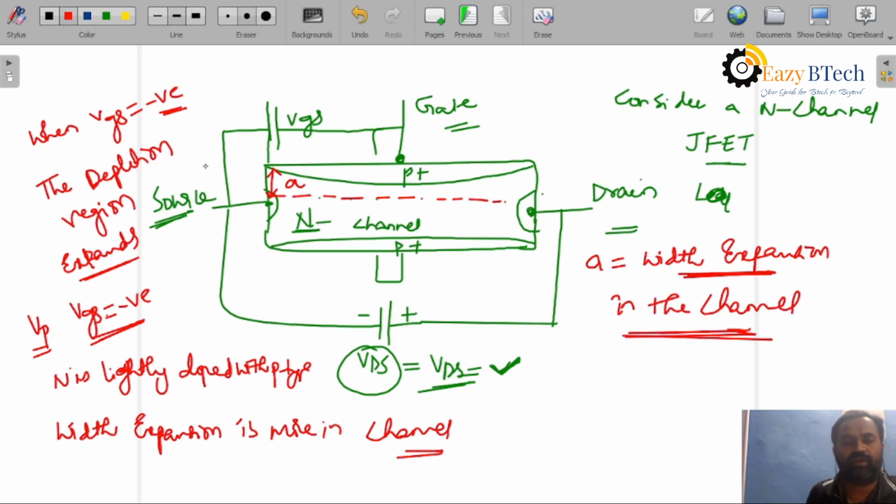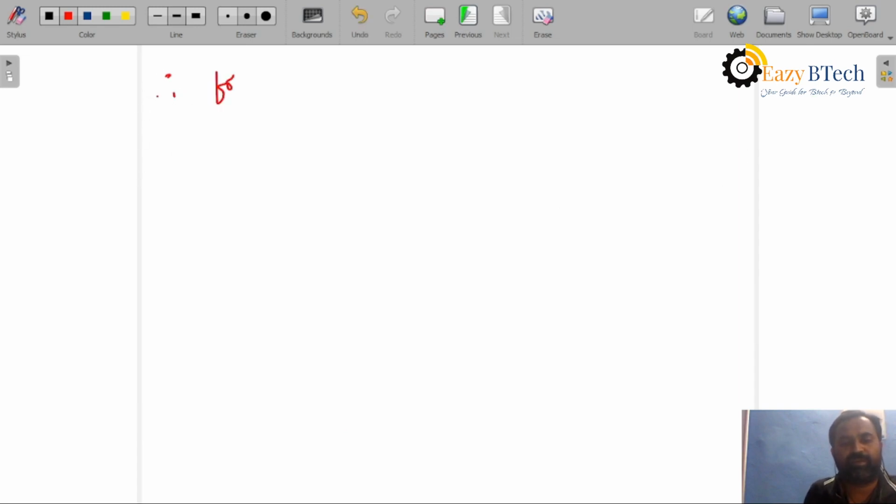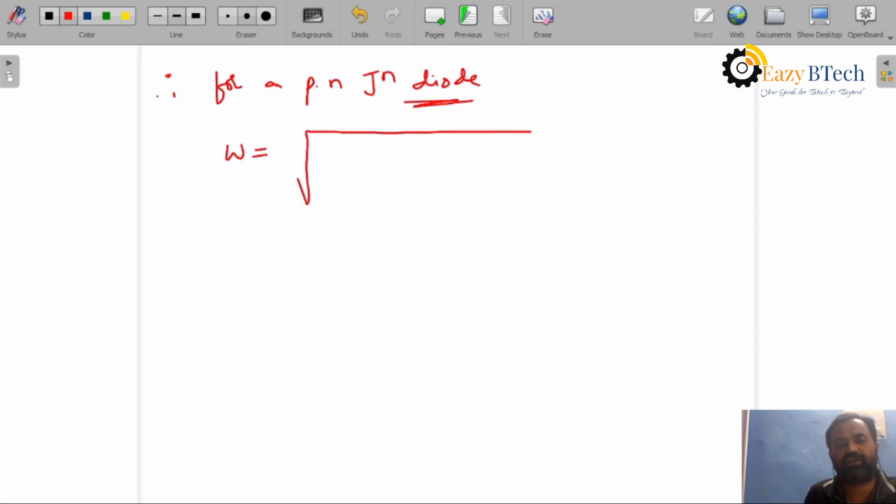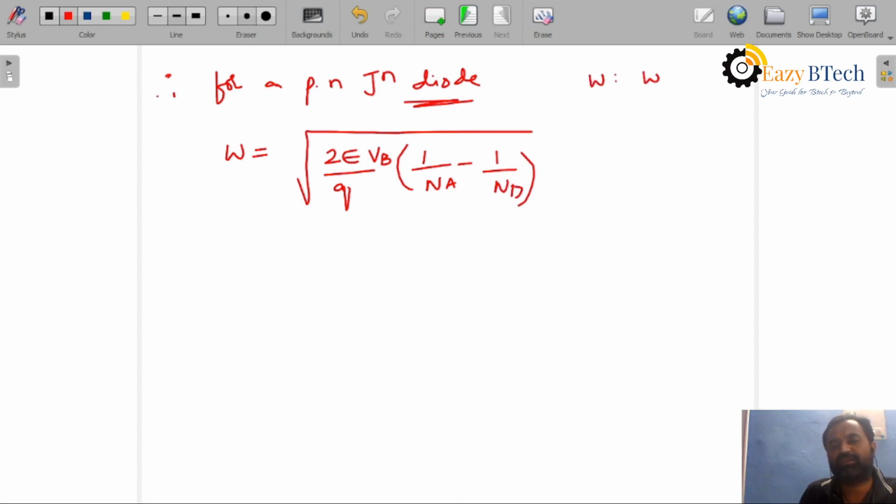Okay, students. Now for a PN junction diode, we know the width is equal to under root of 2 epsilon by Q, VB, times 1 by NA minus 1 by ND. This is the formula for width expansion. W is nothing but the width of the depletion region.